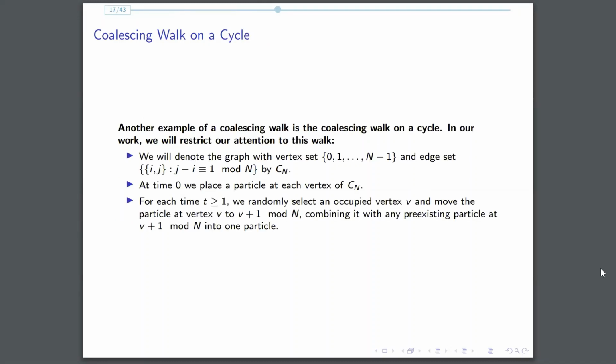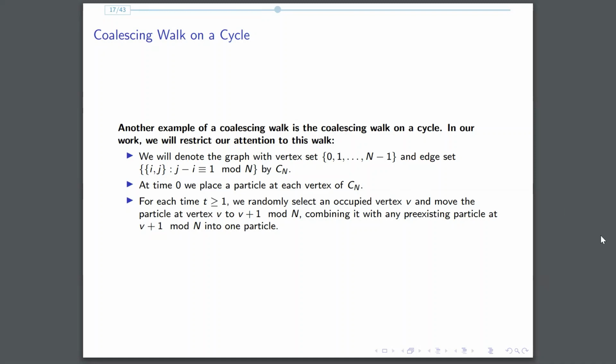We'll now consider a variation of the coalescing walk on an interval, the coalescing walk on a cycle. In the coalescing walk on a cycle, we'll let C_n denote the graph with vertex set 0, 1, all the way up to n minus 1, and the edge set consisting of pairs i and j such that i and j differ by 1 modulo n. Note that the edge set is essentially the same as the edge set for the coalescing walk on an interval. However, in this case, the (n minus 1)th vertex is connected to the 0th vertex to form a cycle.